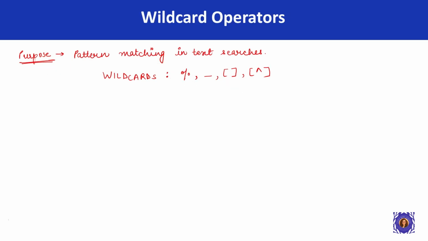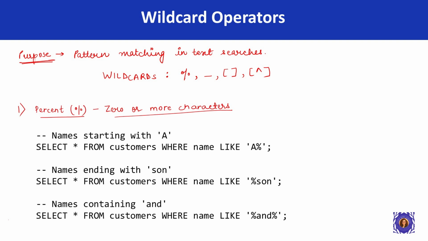Wildcard operators are special characters that represent other characters in search patterns. Think of them as placeholders that can match different types of text. SQL provides several wildcards, but we'll focus on the most important and widely supported ones. The % is the most versatile wildcard. It matches 0 or more characters of any type. Let me show you how powerful this is.